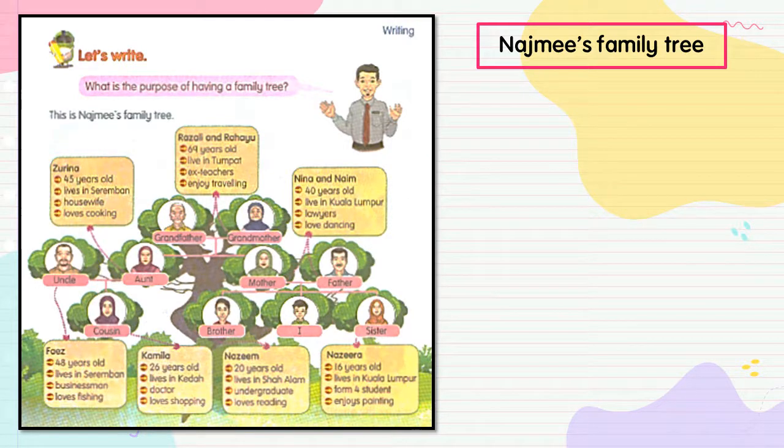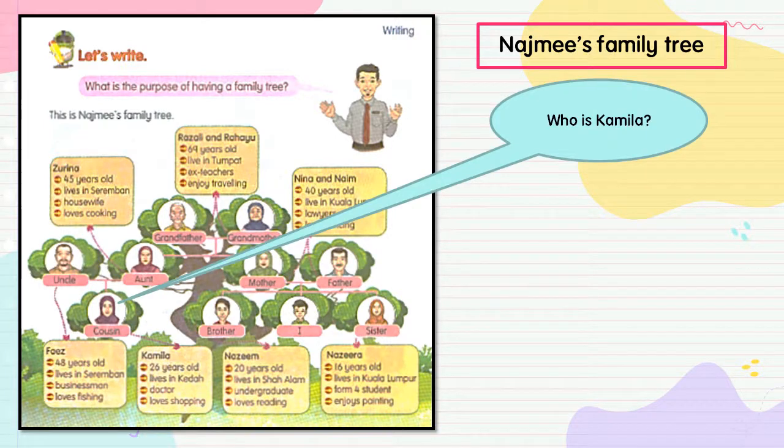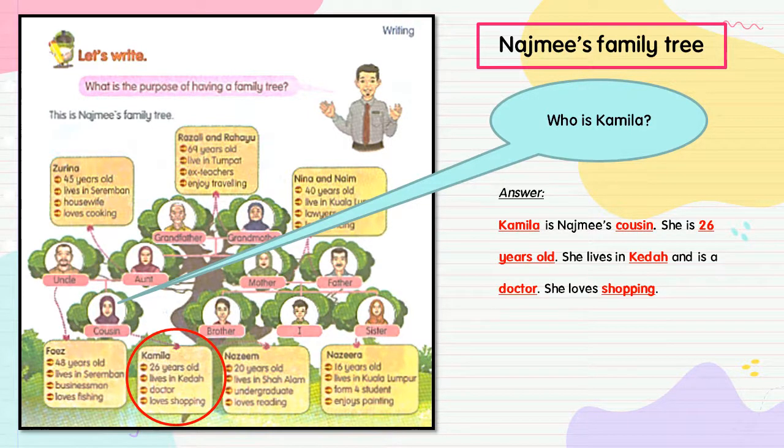Now, let's look at the third person. Who is Kamila? Refer to the family tree. This is the information about Kamila. So, what's the answer? Kamila is Najmee's cousin. She is 26 years old. She lives in Kedah and is a doctor. She loves shopping.